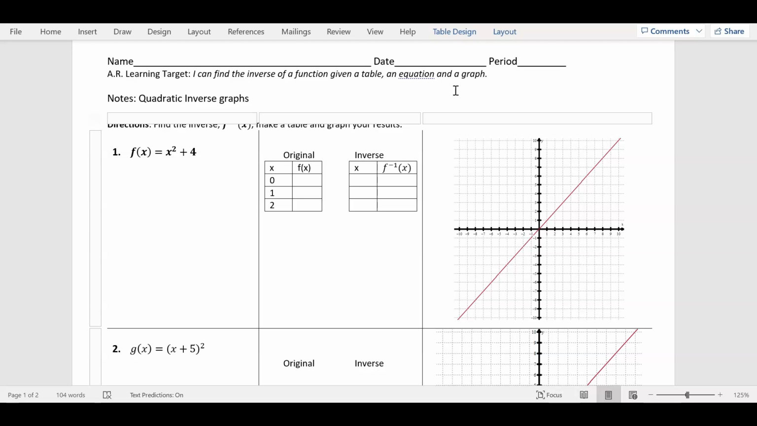Now, in the notes, all we're doing is taking the graph, getting a little table, and then doing inverse. How do you get an inverse table? What do you do with it? Flip it, and then graph the new point. That's it. We've already done it with linear. We're just doing it with quadratic now.